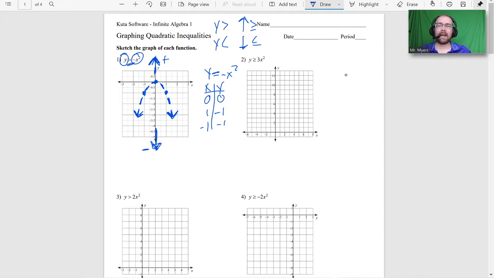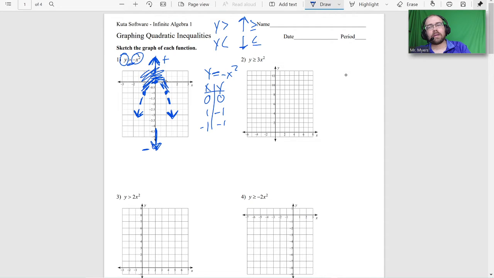So it has to look like that. It's a segmented parabola. Why does it have to be a segmented parabola? Well, it has to be segmented because y is not equal to negative x squared. It's only greater than. So y can't be equal to negative x squared. It can only be greater than. By the way, greater than means we shade above.